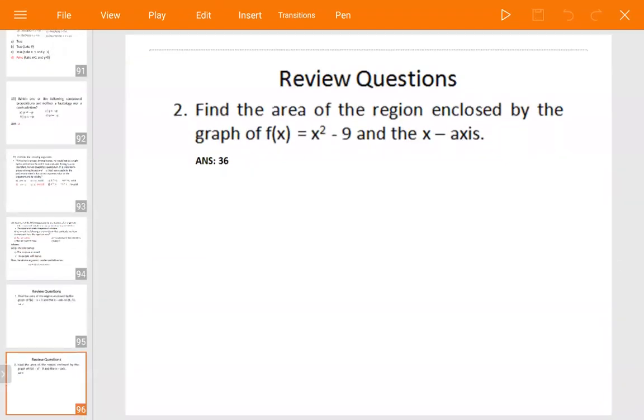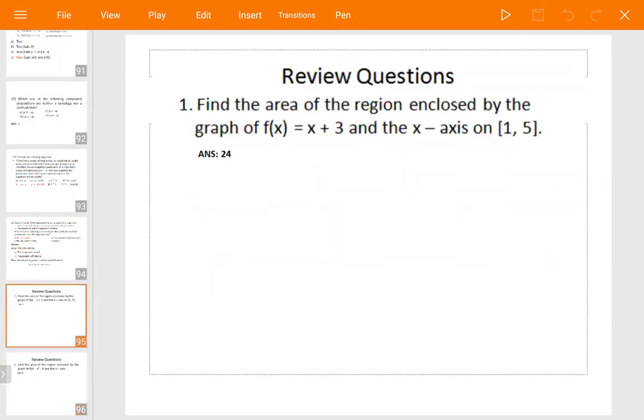Good morning, students. Today we'll try to see review questions from chapter 5, integration and its applications. Now the first question will be, find the area of the region enclosed by the graph of f of x equals x plus 3 and the x-axis on the closed interval 1,5.